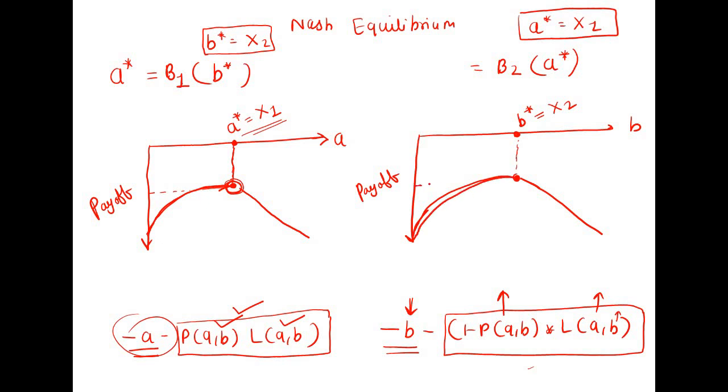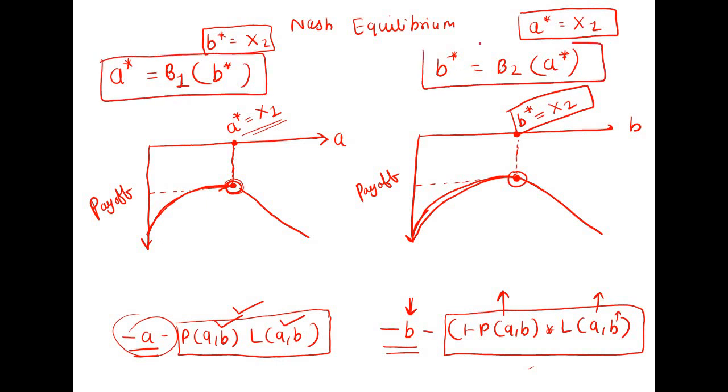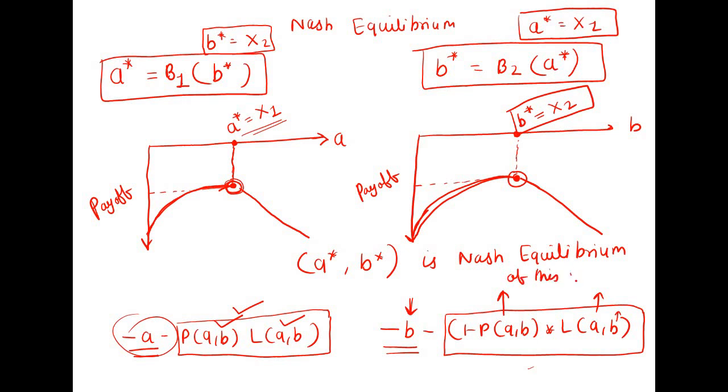Okay, so which one is the optimal point? Optimal point is this. Optimal means the highest payoff we are getting at the point of B star. So again we will get B star. So as per these two conditions, we can say that A star and B star is the Nash equilibrium of this game. Thank you.